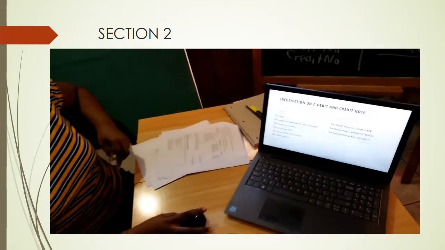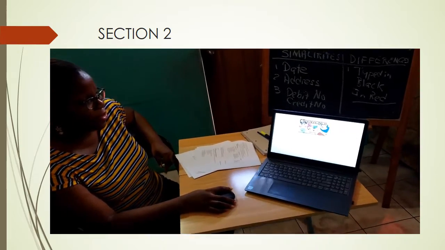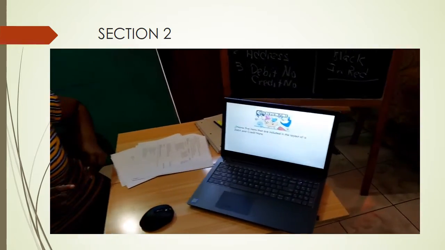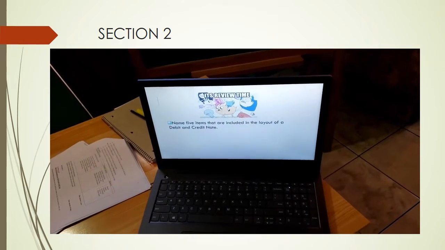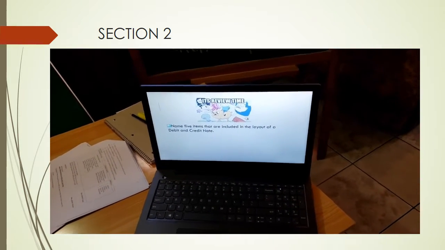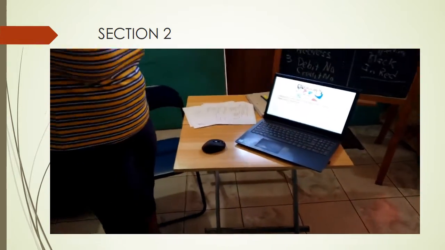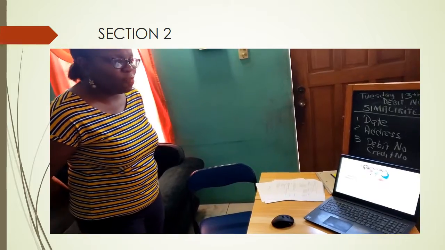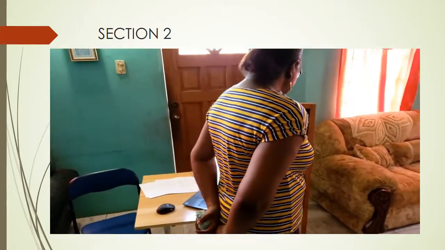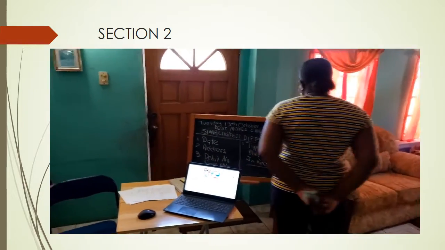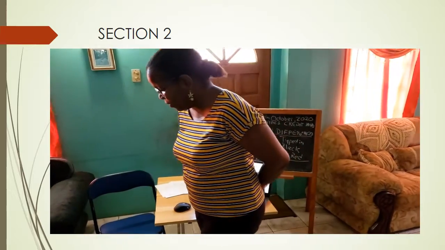So let's do a quick review of what we've covered so far. Again, I'm going to ask the question, give you time to think about the answer, and then I'll call on someone to respond. So question. Name 5 items that are included in the layout of the credit or debit note. Oh, I see hands up. Name 5 items that are included in the layout of the debit note and the credit notes.